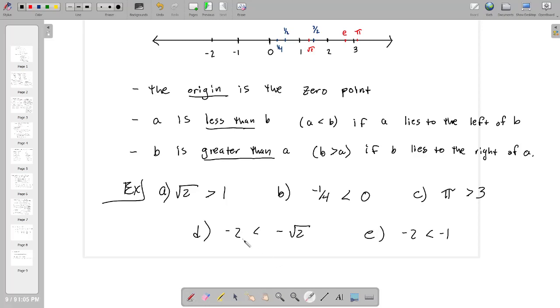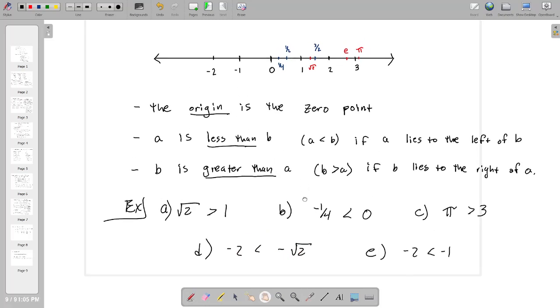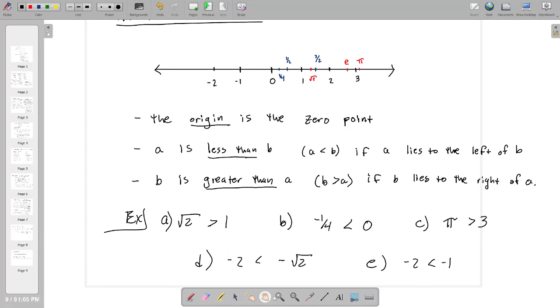So this one's important because students mess this one up all the time. I didn't plot the negative square root of 2. Plot that really quick. Notice that -2 lies to the left of negative square root 2. That means that -2 is less than negative square root 2. Similarly, it means that negative square root 2 is greater than -2.